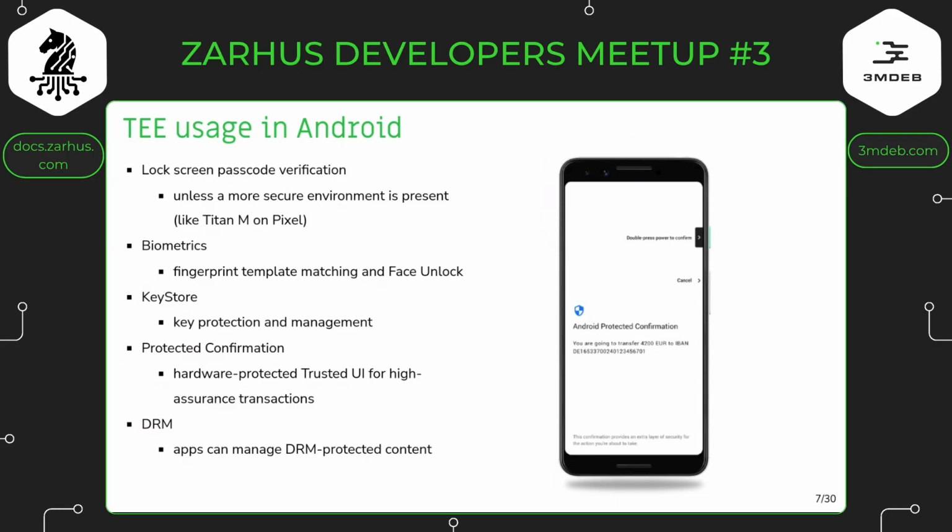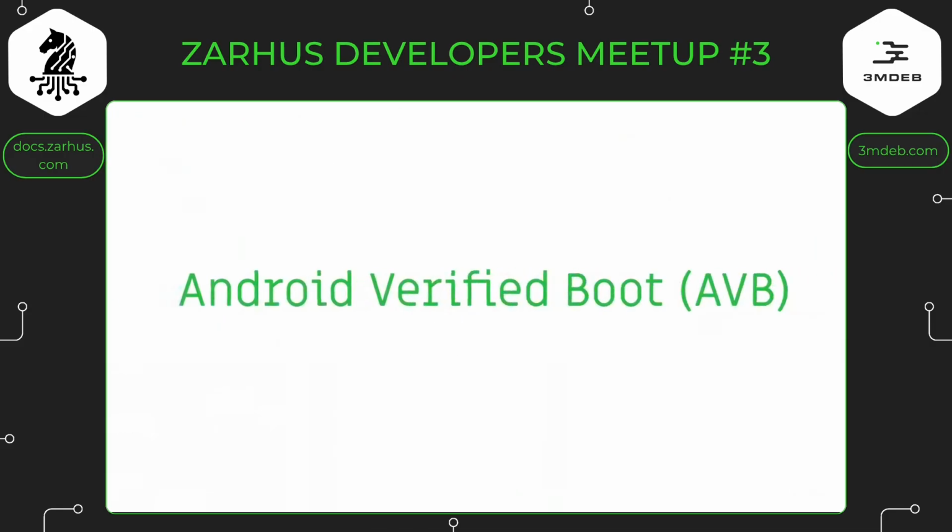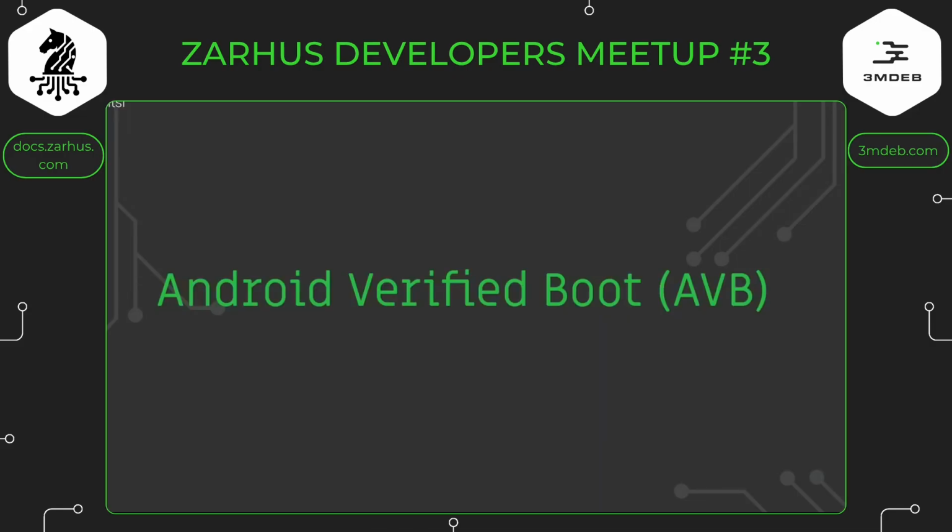Another possibly interesting use case example is protected confirmation. Android has a trusted user interface for some high assurance transactions. We can create our application in a way that it would call a specific trusted application for this high assurance protected confirmation. Maybe not so interesting, there is also a use case for DRM, to manage DRM protected content. So that was the general overview.